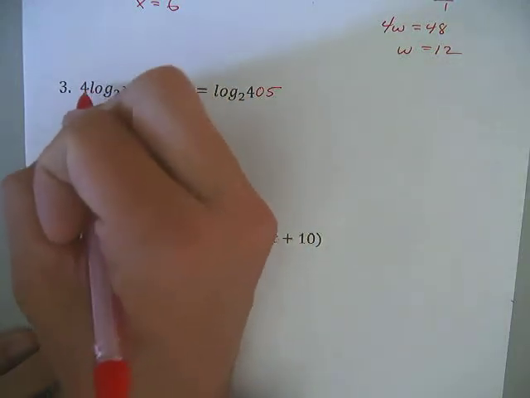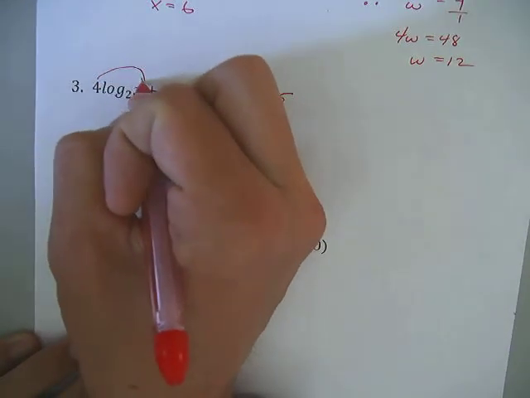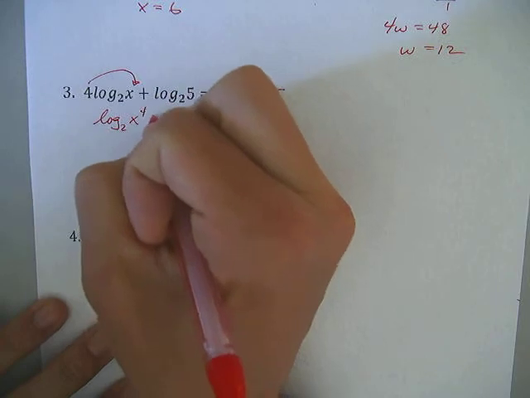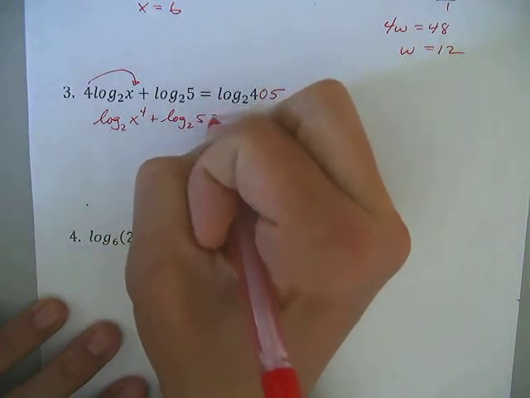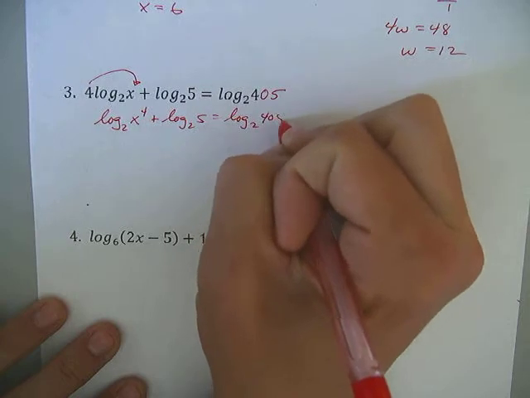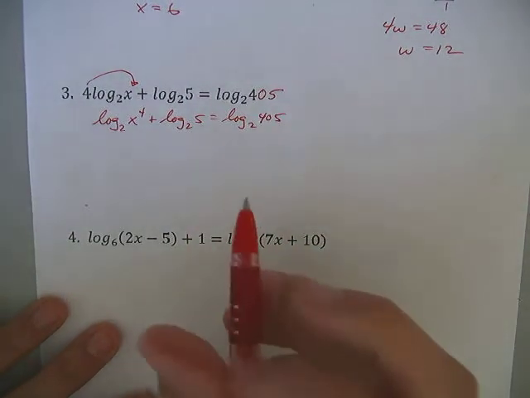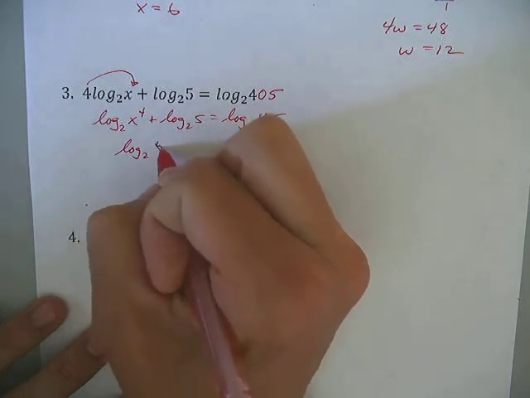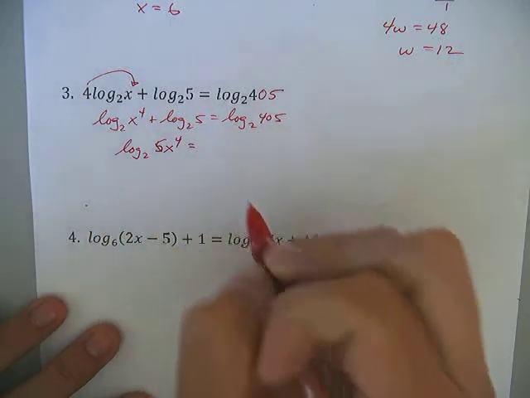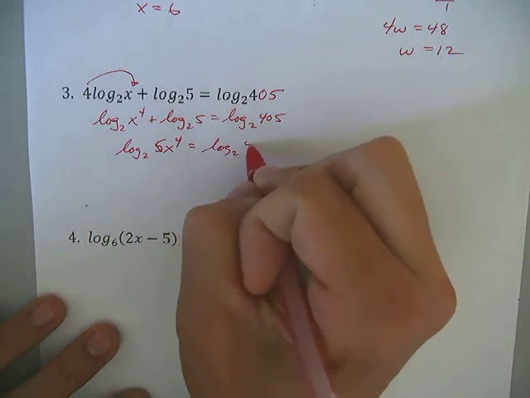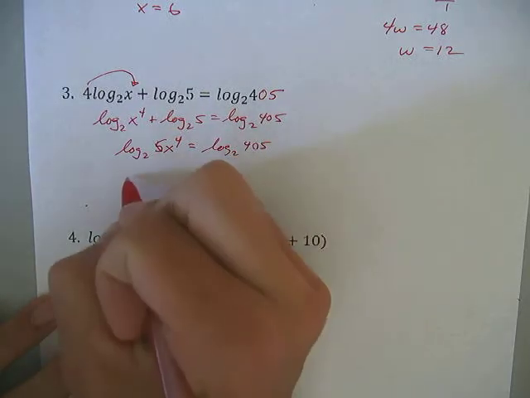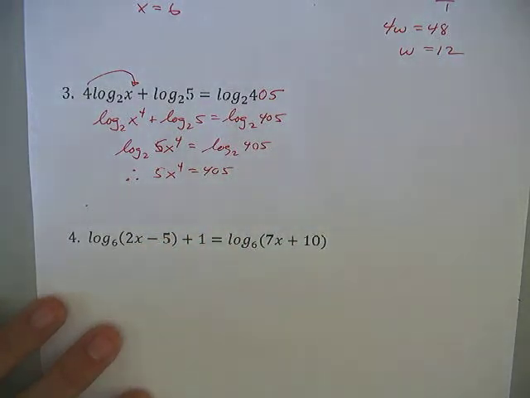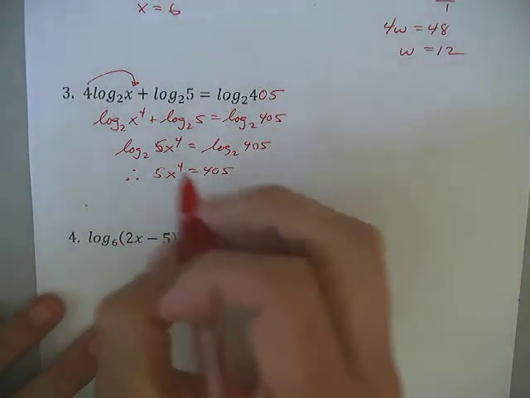So let's do this part. First things first is notice that we have this number here. Let's actually do the reverse of the product property and bring that up. Okay. Now we can do product property. And so I'm going to rewrite this as log base 2 of, oops, I'm going to write it as 5x to the 4th equals log base 2 of 405. Okay, same base here, so therefore 5x to the 4th equals 405.